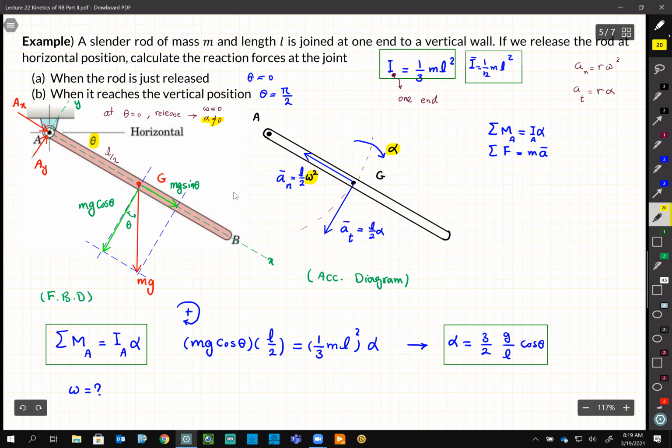Intuitively, this is something you need to think about carefully. At the release position, there is an alpha, but omega is 0. So always remember, velocity, either angular or linear, can be 0, but acceleration can be non-zero. Okay, so let me quickly check the question in the chat.